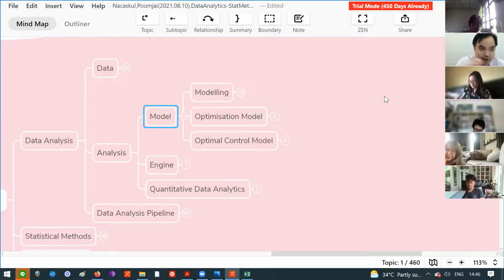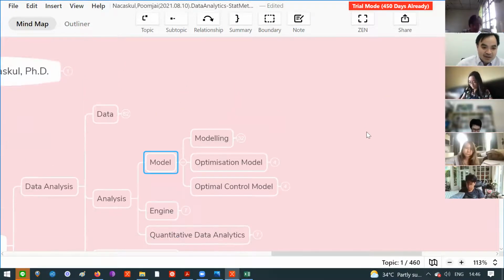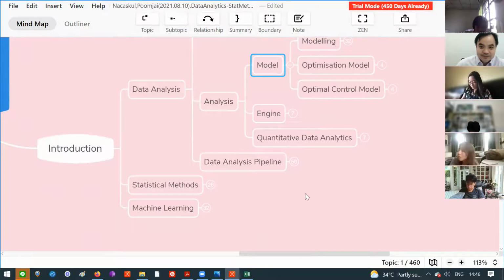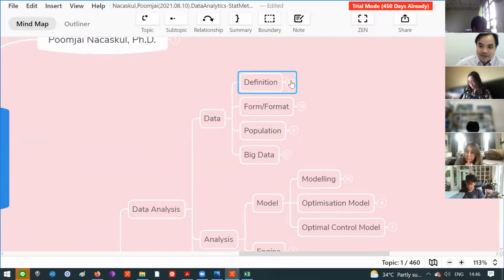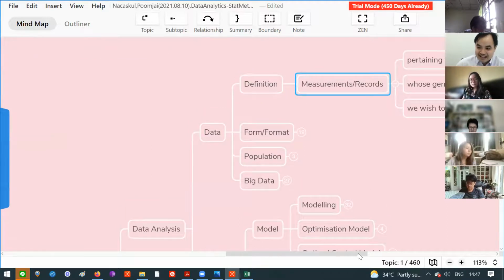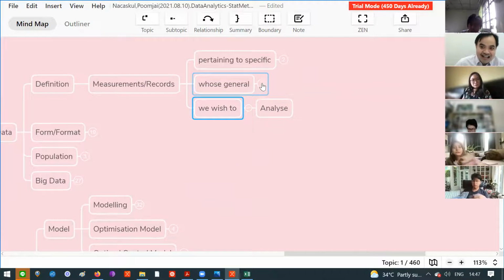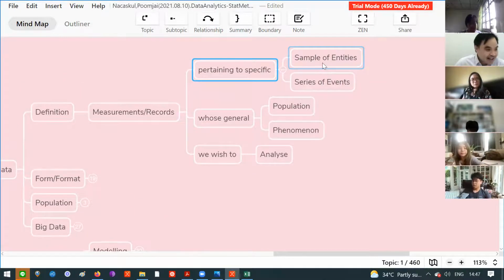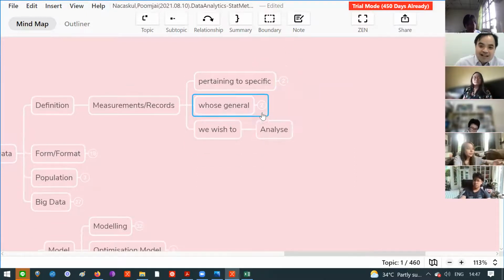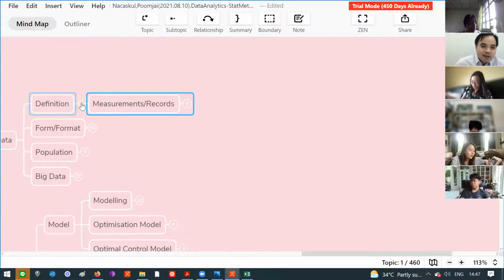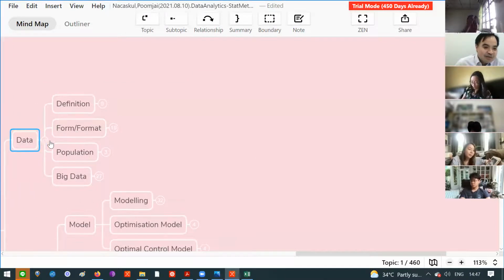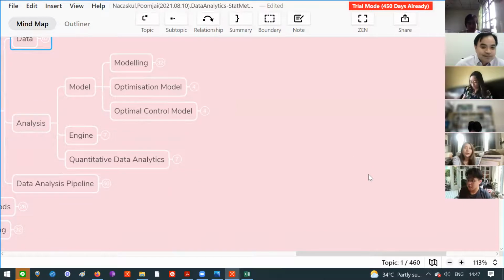In our case, remember, what do we want to do? We wish to analyze the specific to make insight about the general. So that fashion model is not very good, because he or she does not represent what normal people look like on the streets. The modeling we're talking about is something that looks like what you want to represent in real life.